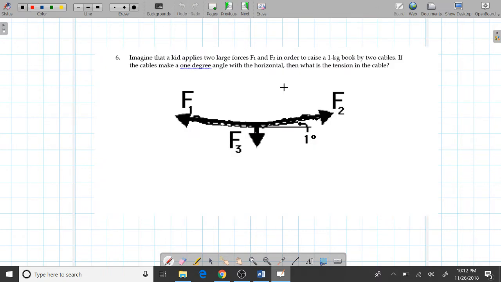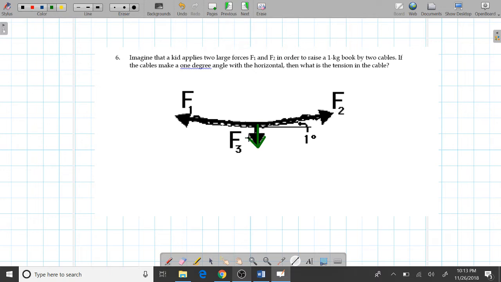Okay, so let me go back to here. F1 and F2 represent the pulling force by the two cables. F3, it turns out, represents the force of gravity acting on the book, right? Because the book has gravity acting on it, and it looks something like this. So let me put a green arrow there to label that. This force vector right here is clearly the force of gravity, because gravity pulls down on the book.